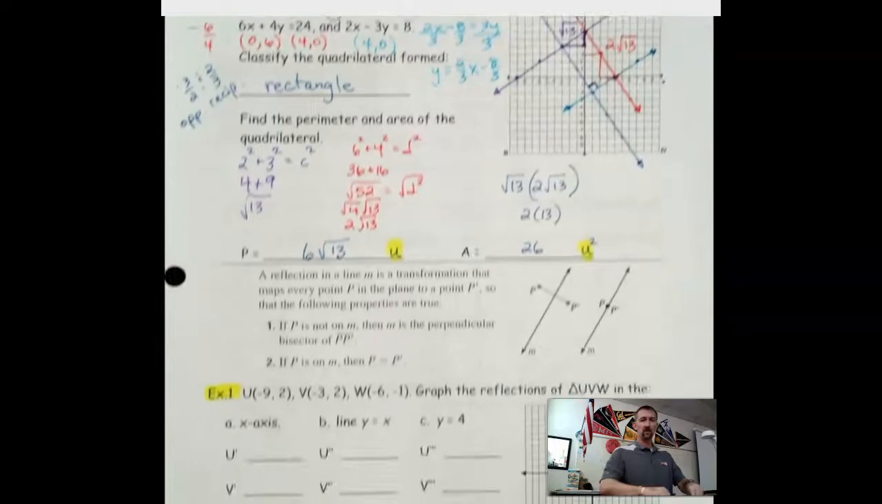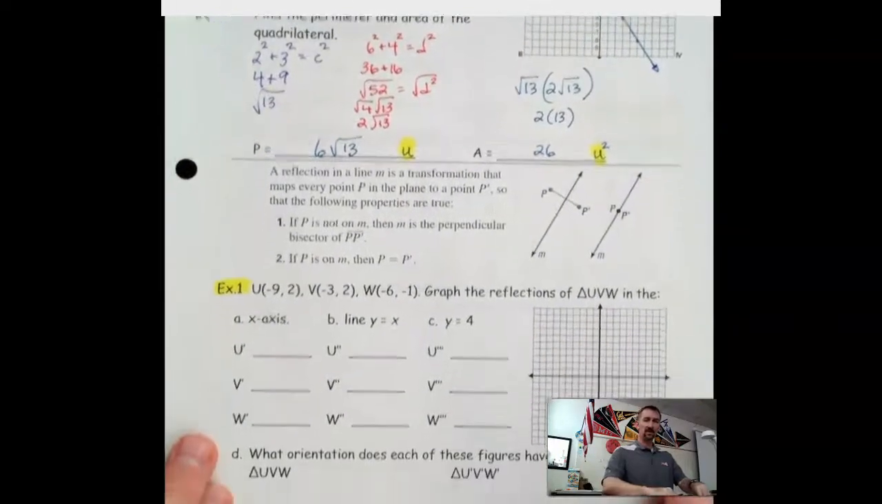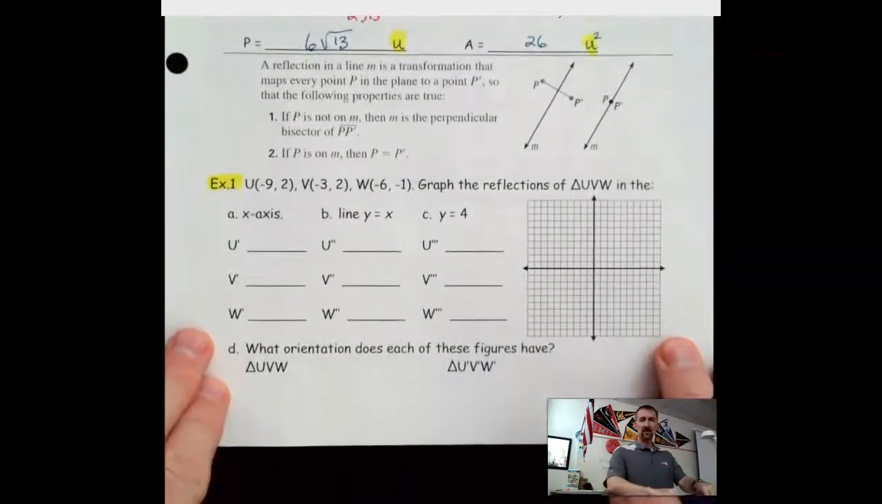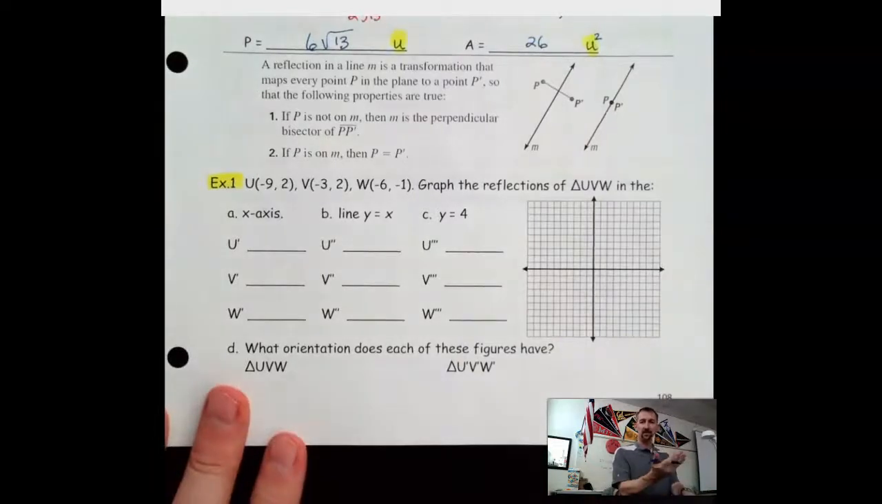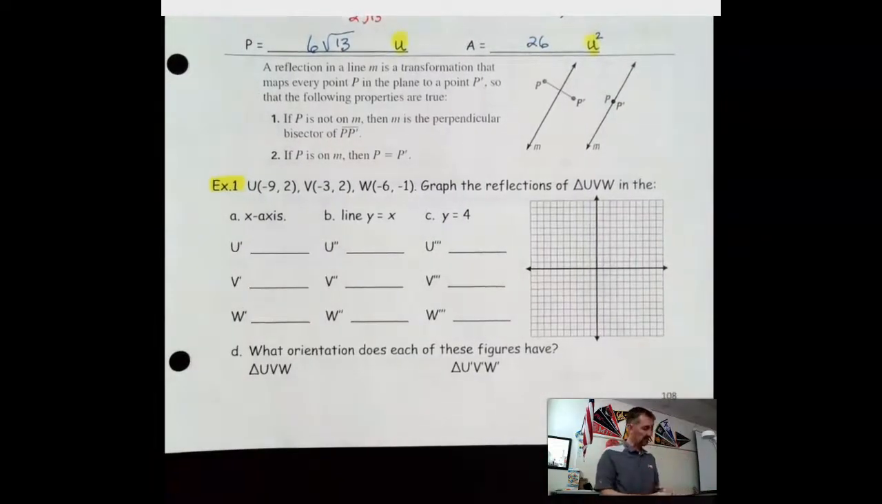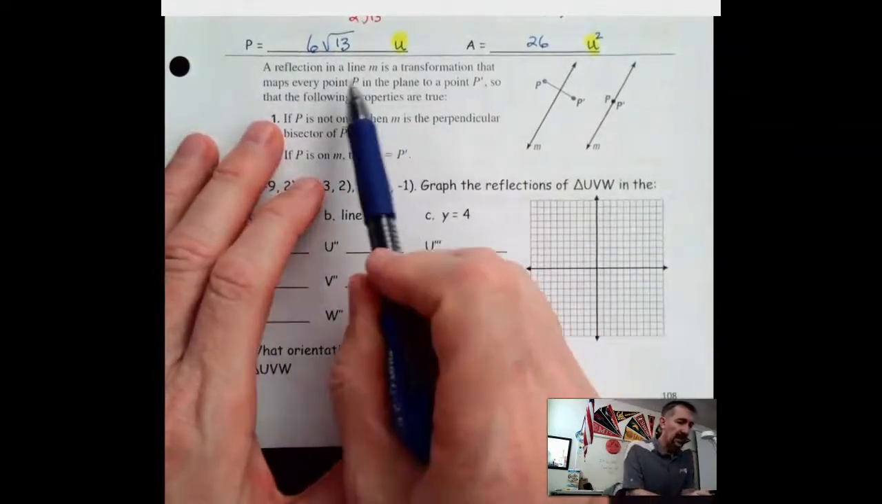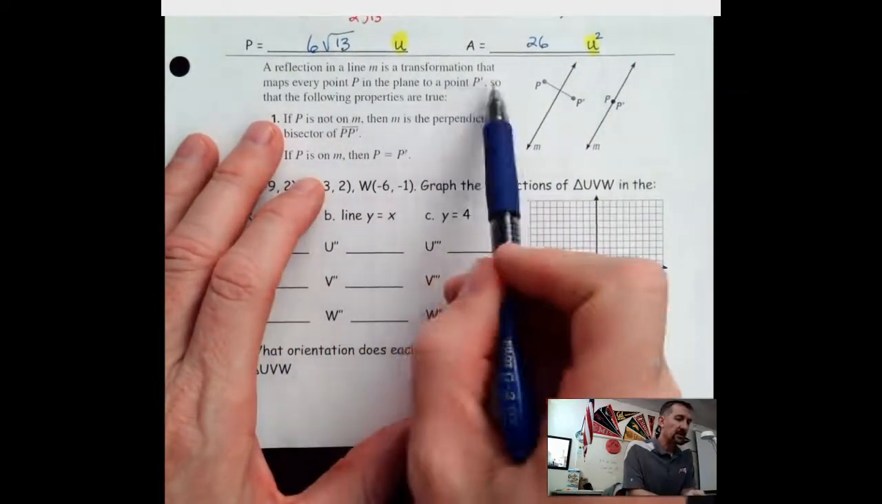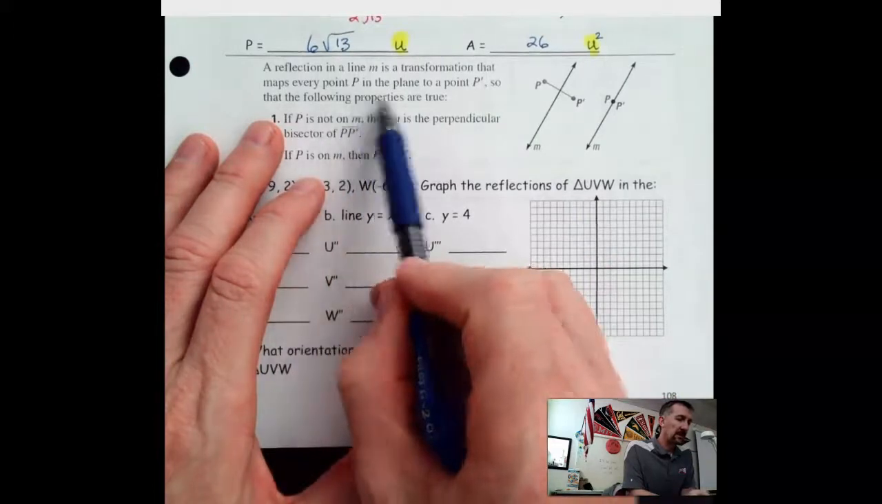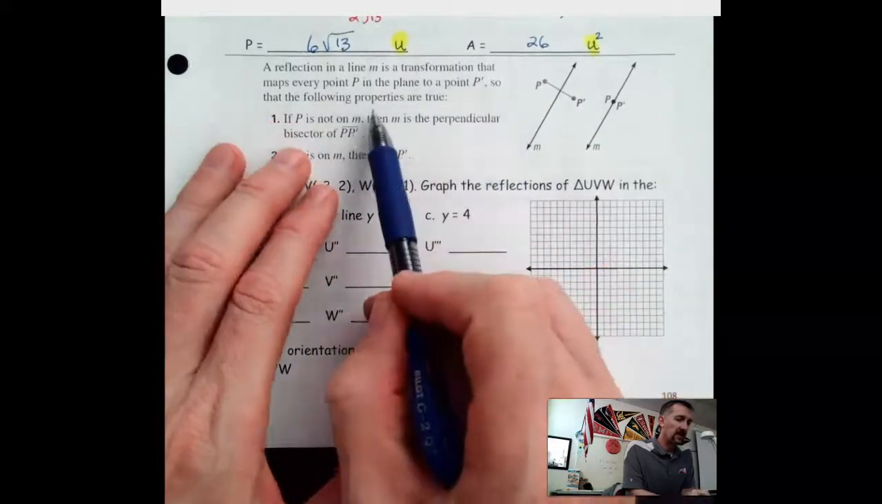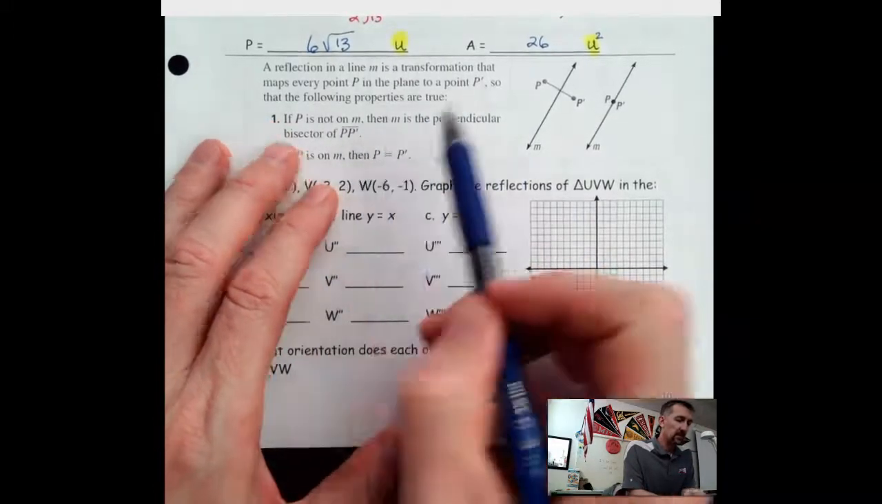So let's move on to today's lesson, which is reflections. The slang term for reflection is a flip. Just flip something over. So a reflection in a line M is a transformation that maps every point P in the plane to a point P prime, so that the following properties are true.